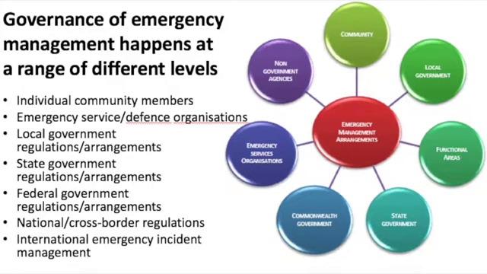It happens at a range of different levels. Individuals, emergency service and defence organisations, local government regulations and arrangements, state government regulations and arrangements, federal government regulations and arrangements, national and cross-border regulations and arrangements, as well as international emergency incident management. And this is just a few of the potential levels in which this kind of governance happens.